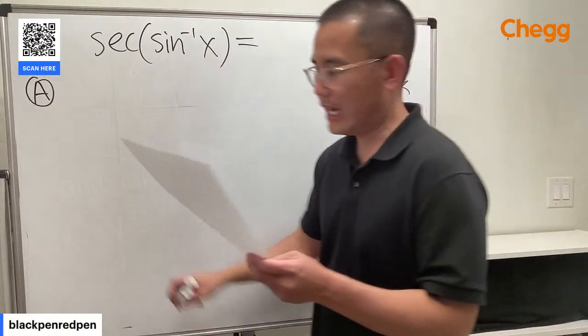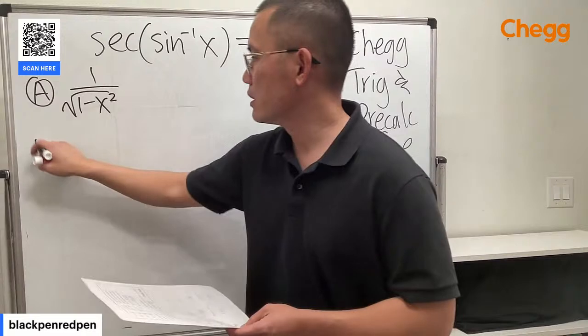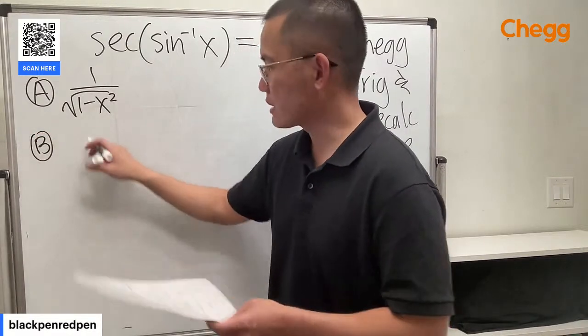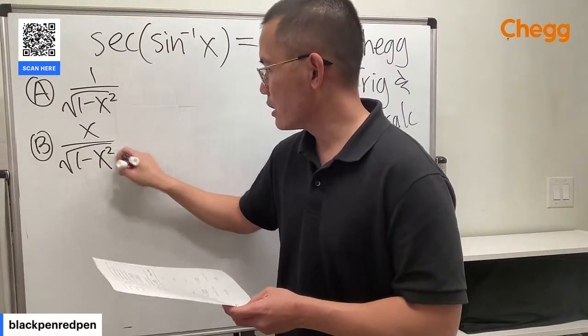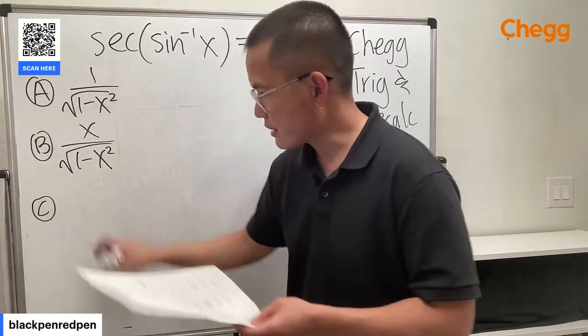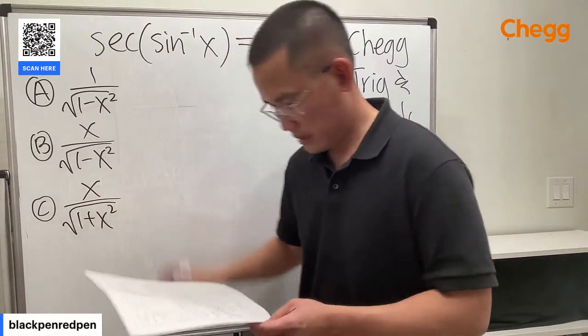Option A, we have 1 over square root of 1 minus x squared. Option B, we have x over square root of 1 minus x squared. Option C, we have x over square root of 1 plus x squared.